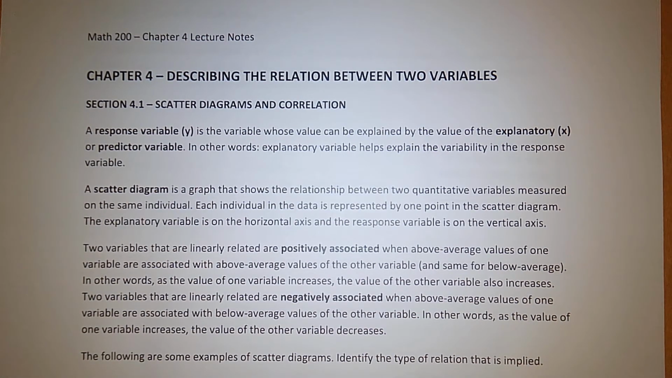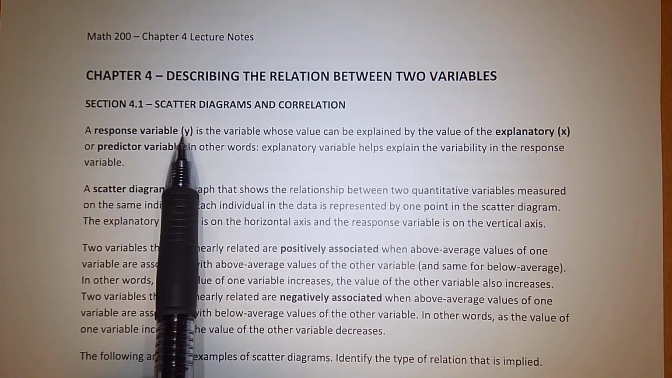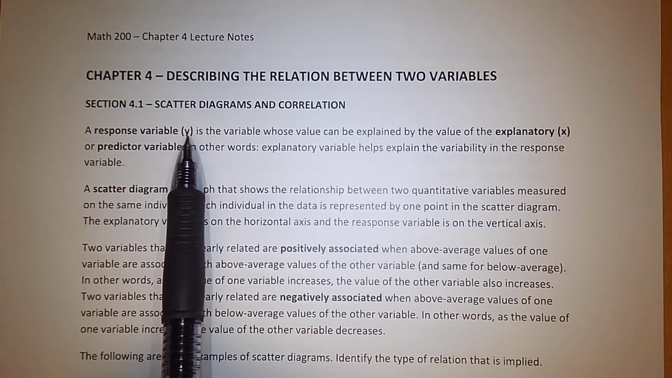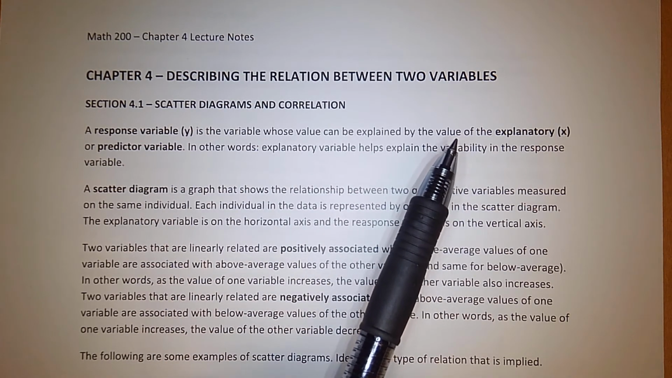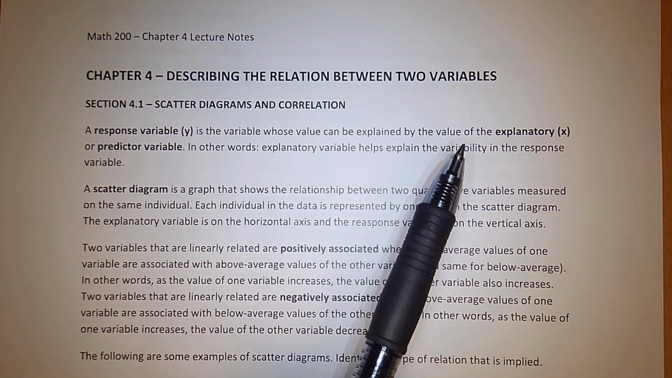In this video, we'll be discussing the relationship between two separate variables. In the first section, 4.1, we're first going to define variables and where they belong in the graph. The response variable will be the y. This is the variable whose value can be explained by the value of the explanatory or the predictor variable.